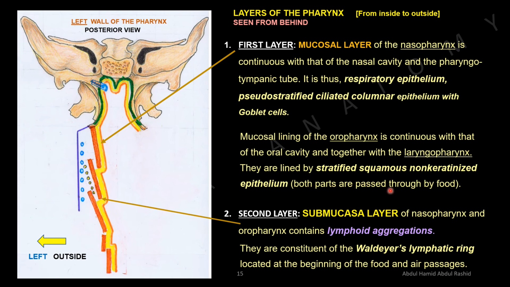Both parts are passed through by food. That means you can see the food going through the oropharynx and laryngopharynx. We have already mentioned that. Now, outside the mucosal layer is the second layer, the submucosal layer. In the nasopharynx and oropharynx, this submucosal layer contains lymphoid aggregations. They are part of Waldeyer's lymphatic ring, which we are going to discuss in another chapter.